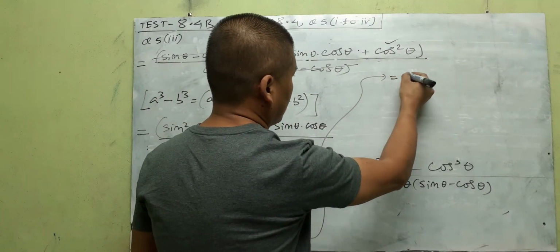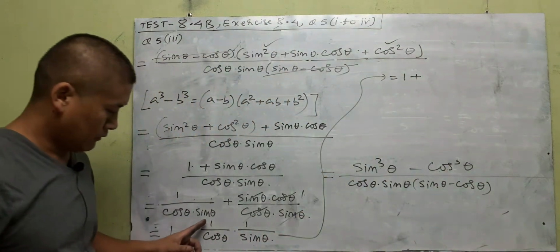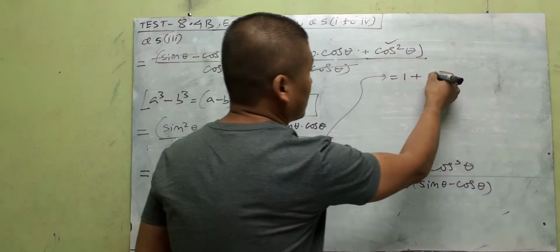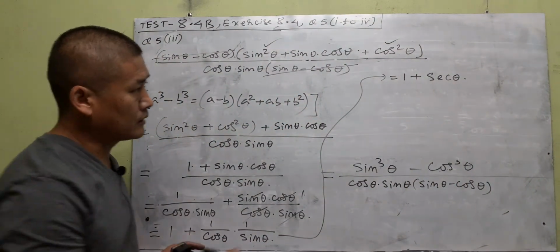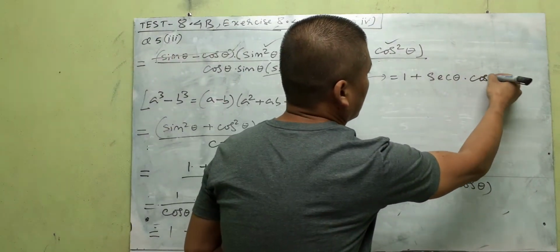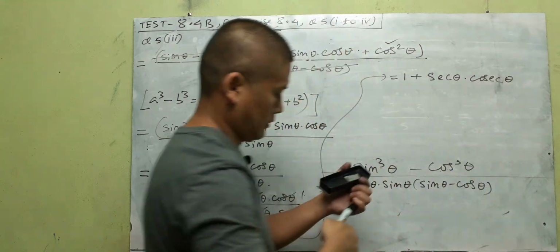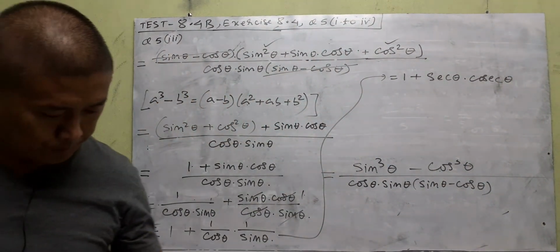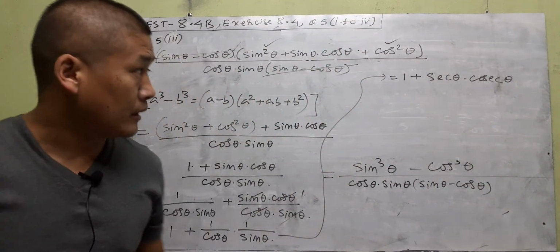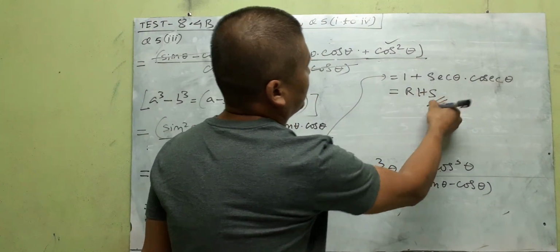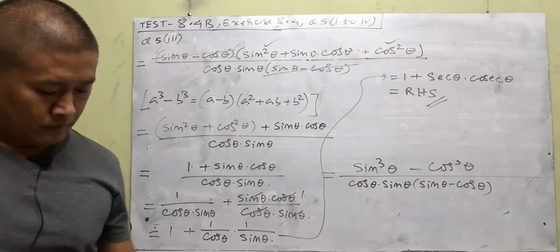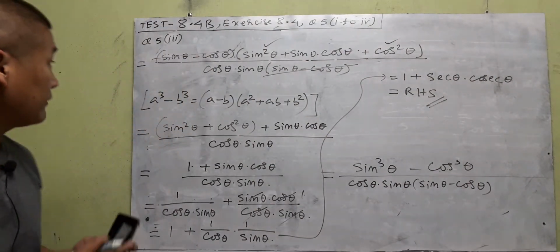So that will be equal to 1 plus 1 by cos theta, which we know is sec theta, into 1 by sin theta, which by the reciprocal formula is cosec theta. So we got 1 plus sec theta cosec theta, which is exactly equal to your right hand side. So proved. Okay. Having done that, one more question left, so let us do that.